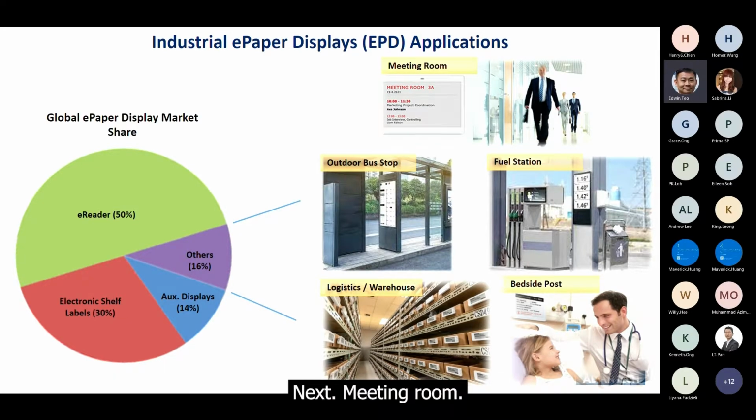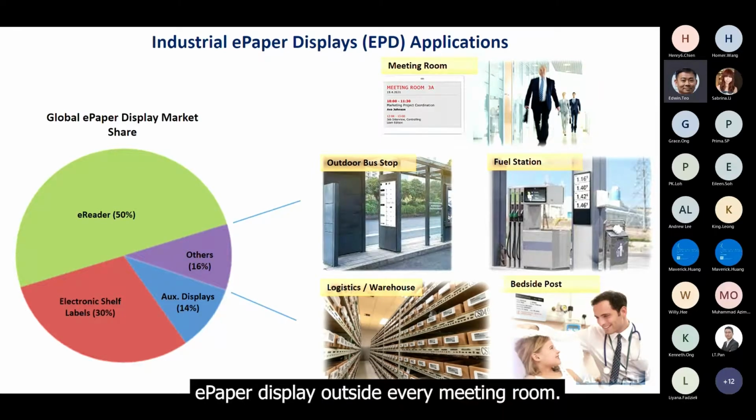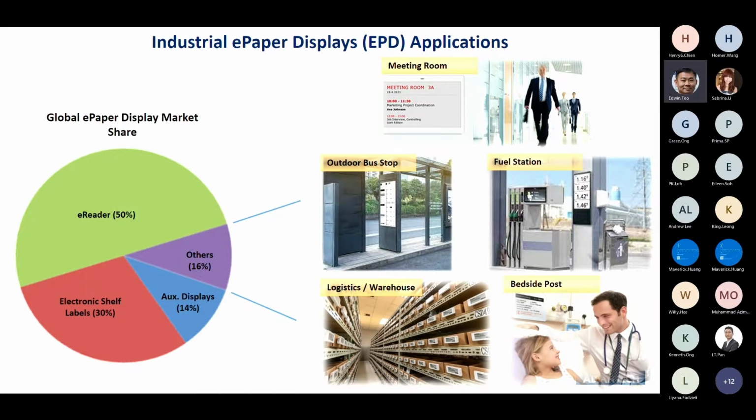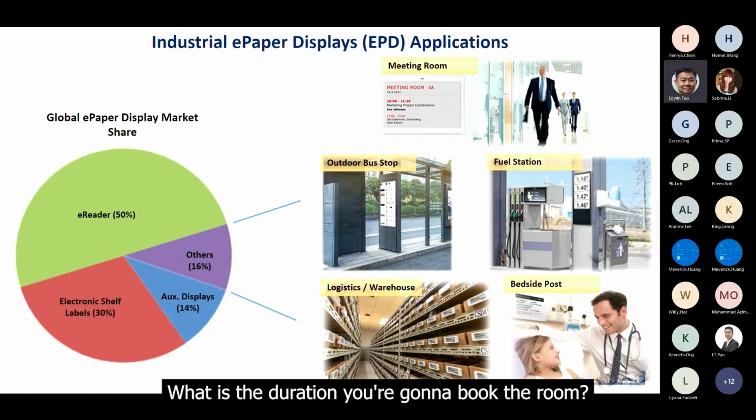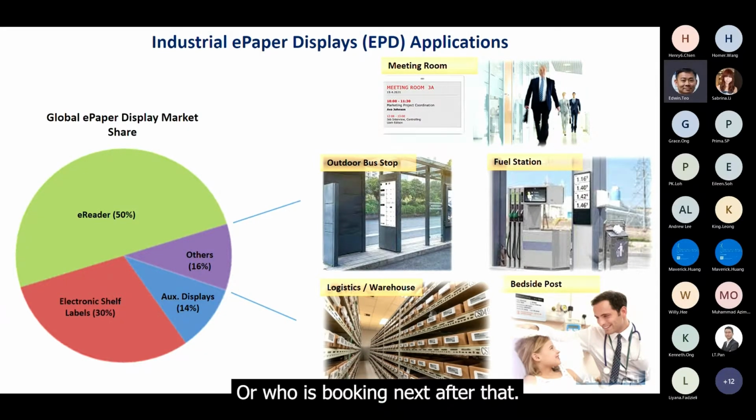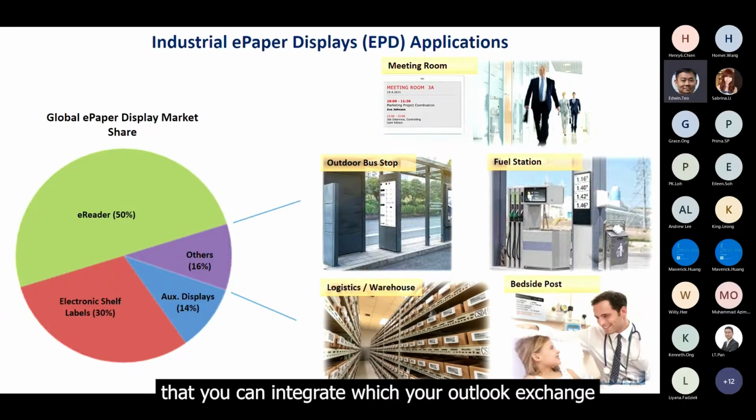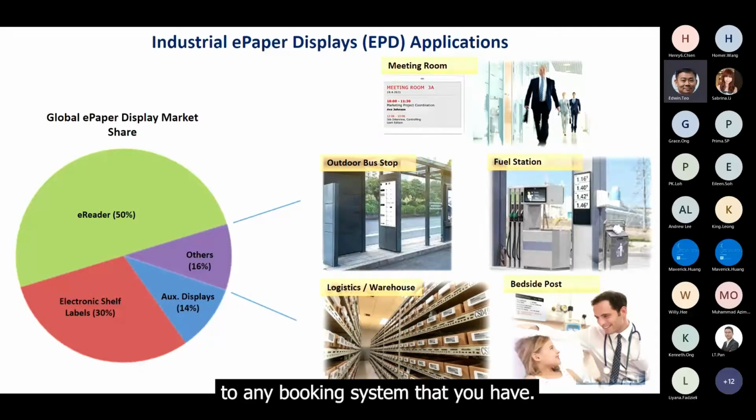Okay, next, meeting room. This is where you mount the e-paper display outside every meeting room. You can notify who booked the room, what's the duration you're going to book the room, or who is booking next after that. We have APIs ready for that, you can integrate with your Outlook Exchange or MS365 or any booking system that you have. So this is a very cost-effective solution.